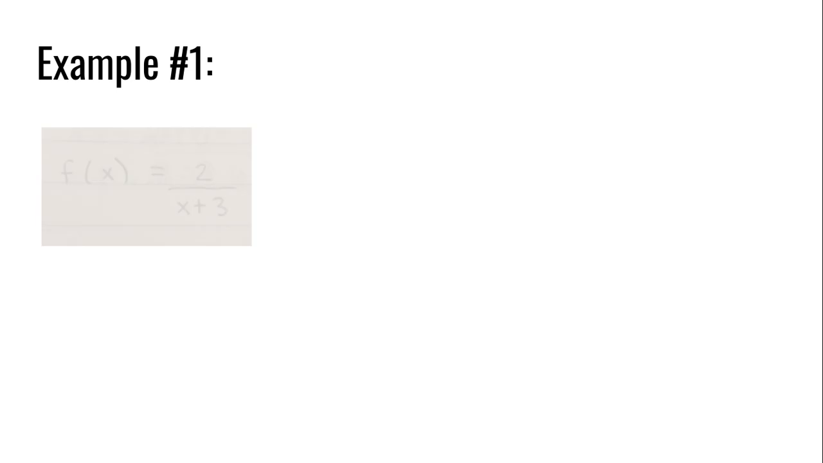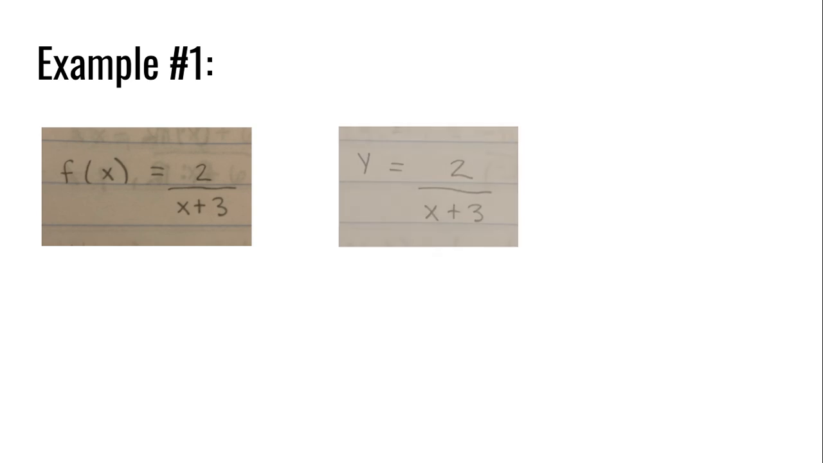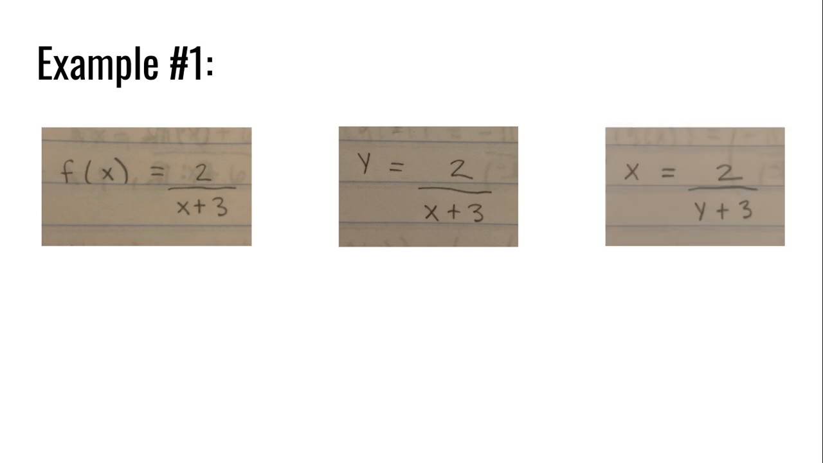So for our first example, we're going to be solving for the inverse of f of x equals 2 over x plus 3. So the first thing we're going to need to do in our equation is switch f of x with y. So this is going to give you y equals 2 over x plus 3. Then the next step in our equation is to switch the x and y values. So this is going to give you x equals 2 over y plus 3.